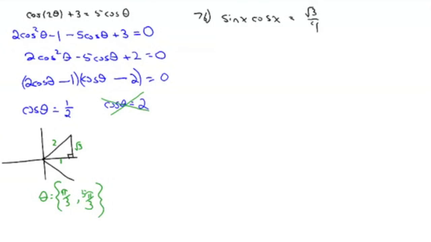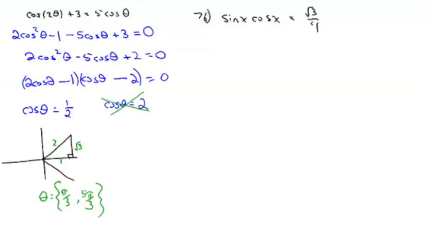Does sine of x times cosine of x look like an identity? No, but we have something close. It's a product, without the 2 in the front. What is it with the 2 in the front? Sine of A plus B. So if it had a 2 in front of it, it would be sine of 2 theta.